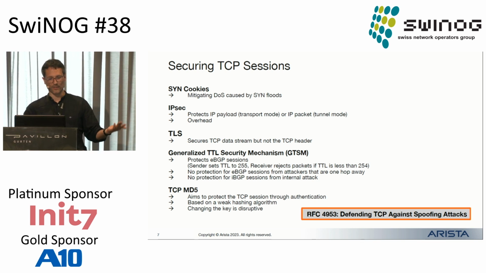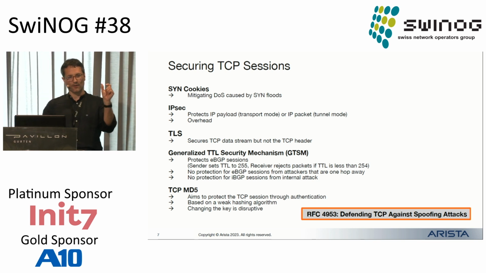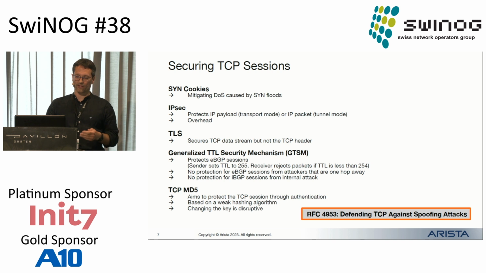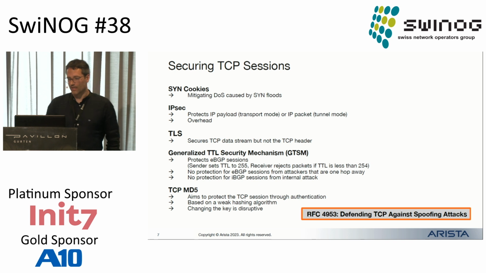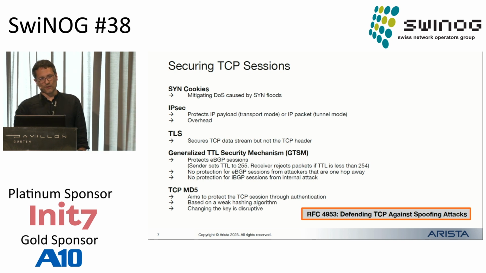And then we have TCP MD5, which actually tries to protect the TCP session through authentication. But it's based on weak hashing algorithms, and it also has a drawback. Changing the key is really disruptive. If you use it with BGP, your session will go down. If you want to dive deeper into these attacks and countermeasures, they're discussed in RFC 4953, which is already a couple of years old.